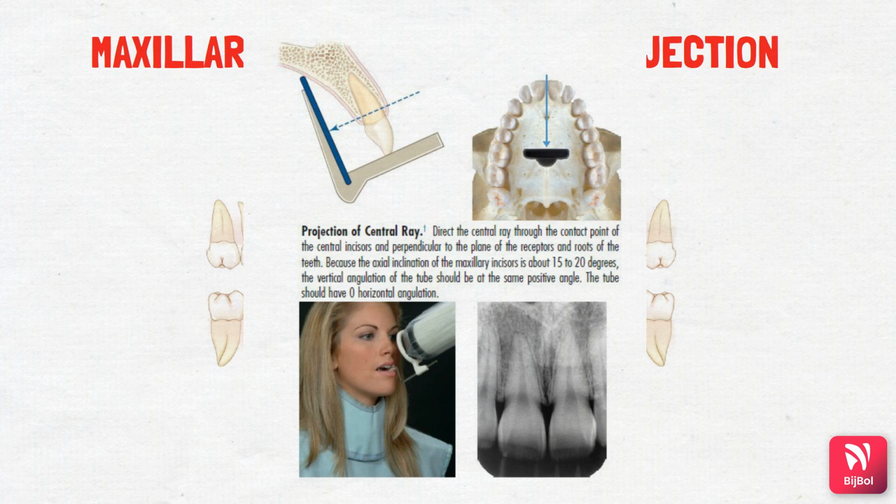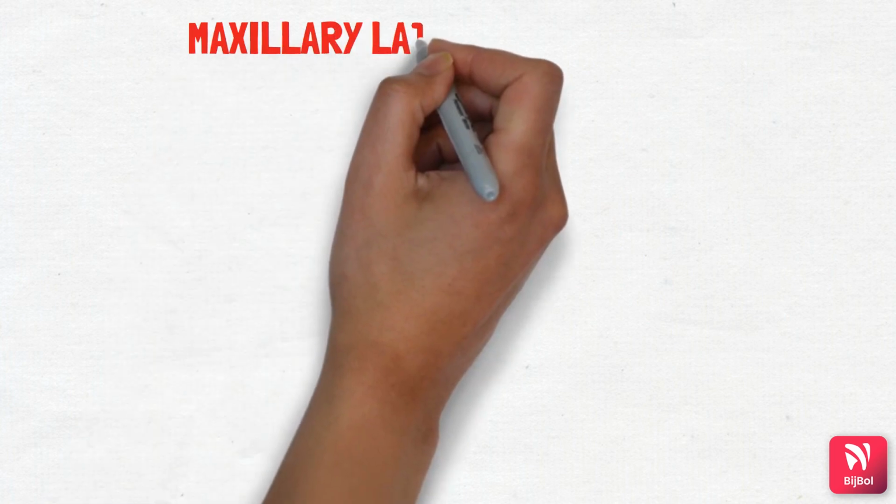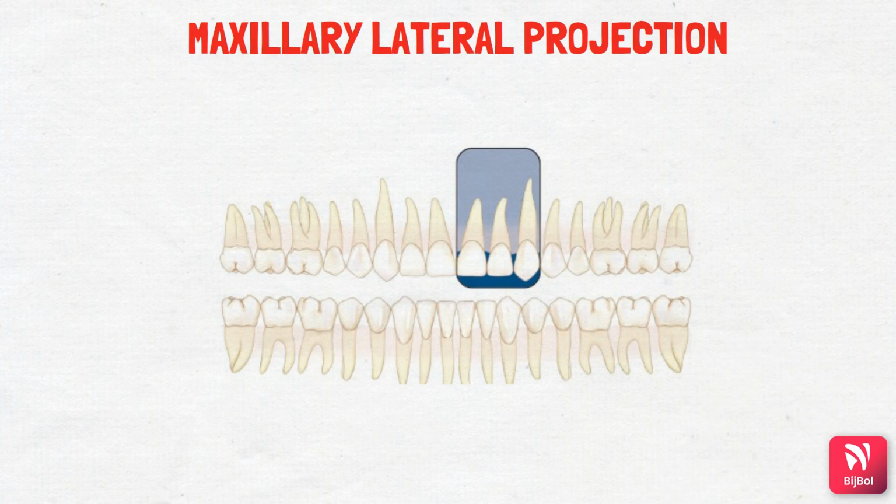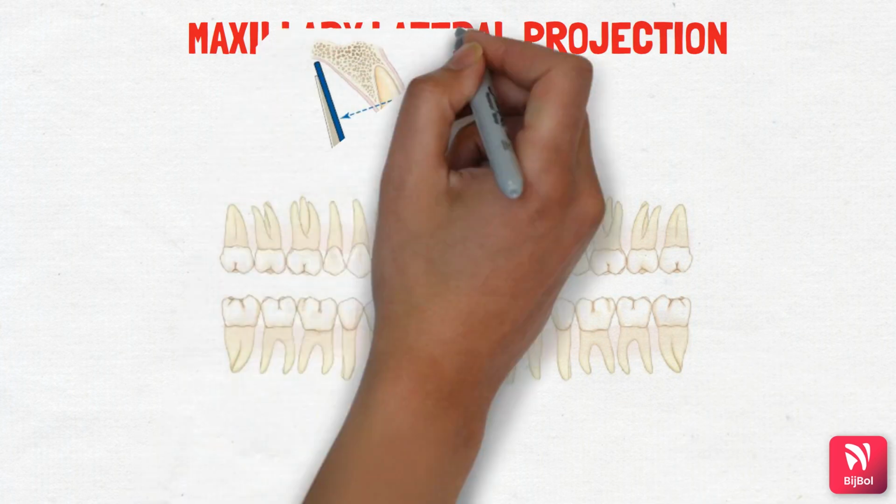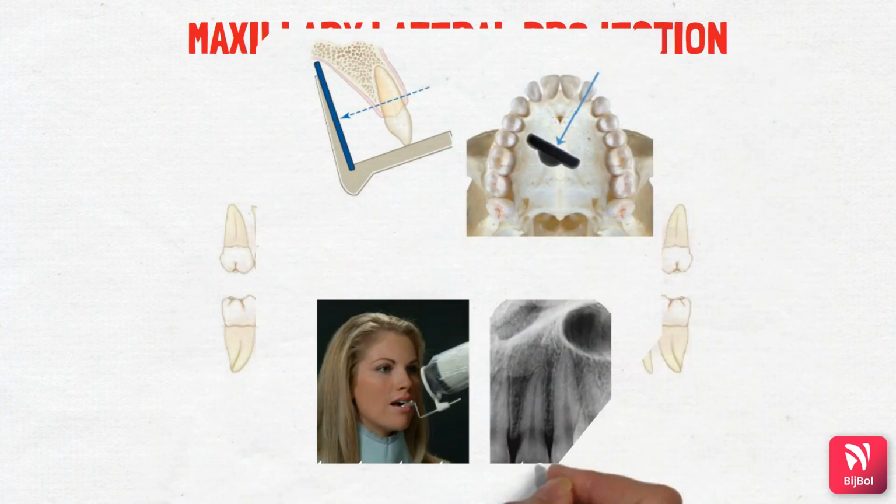Next projection is maxillary lateral projections. Direct the central ray through the midline of the lateral incisor with no overlapping of the margins of the crowns at the interproximal space on its mesial aspect. And also make sure that you do not attempt to visualize the distal contact with the canine. Point of entry. The central ray will be oriented high on the lip 1 cm above from the midline.